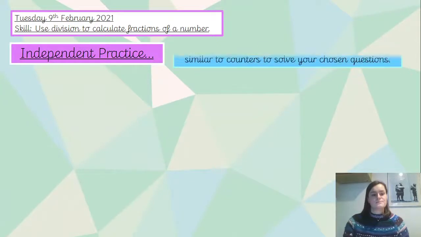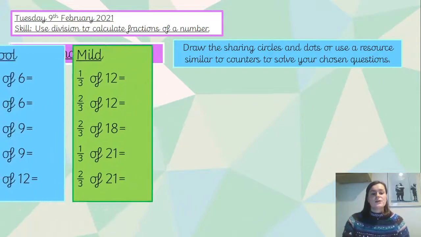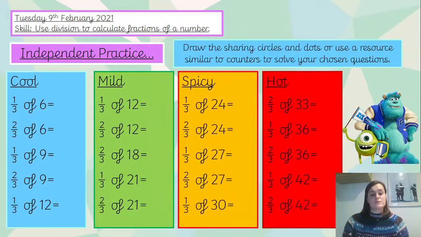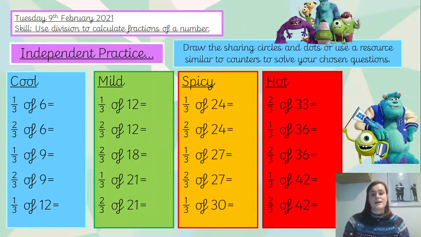Okay, so you can draw the sharing circles and dots or use any resources that you've got that are similar at home if you need help with these questions. Make sure you do draw your sharing circles though. You can either draw the dots or use the counters, whatever is easiest for you. So you can pause the video. Remember to just use one challenge, cool, mild, spicy or hot. We do not expect you to do all 4 of these challenges. And once you have done that, we'll move on to our challenge and then our final thought. So pause the video and have a go at that now.